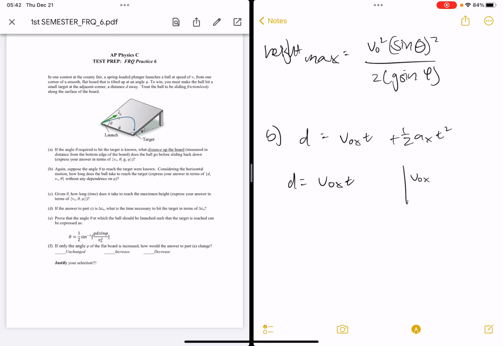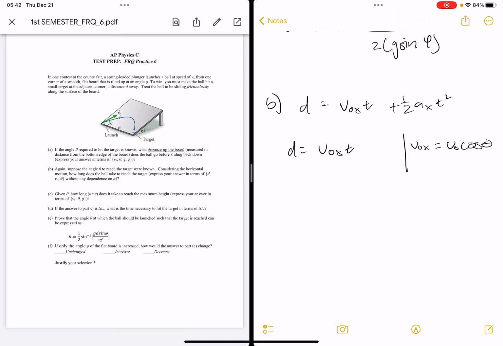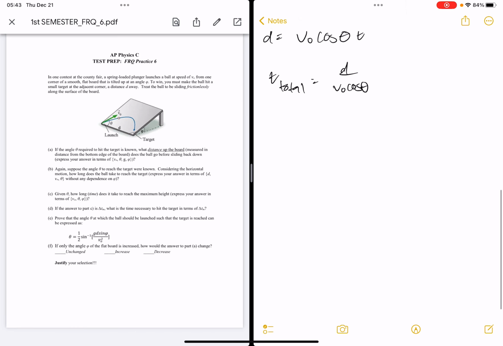And on the side, we know that V0x equals V0 cosine theta because the ball is launched like this. You can split it into two components. So d equals V0 cosine theta times t. That means we know that the t total is equal to d over V0 cosine theta. Oh, my bad. C.